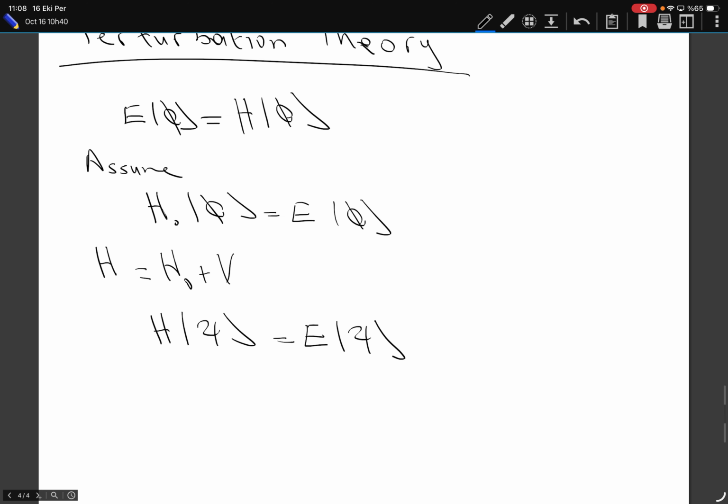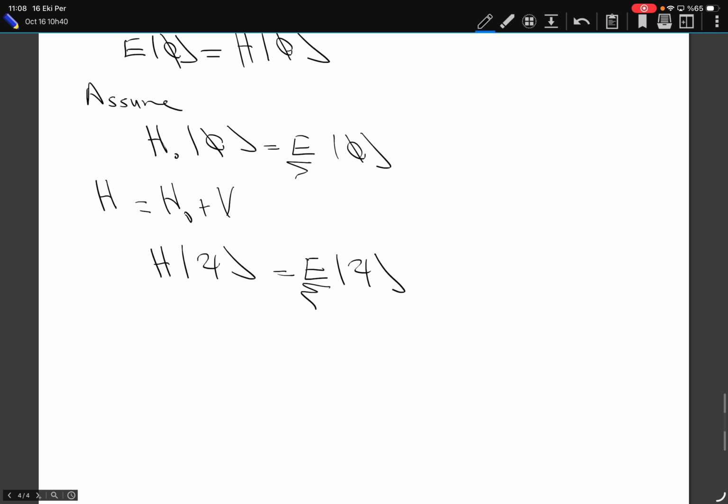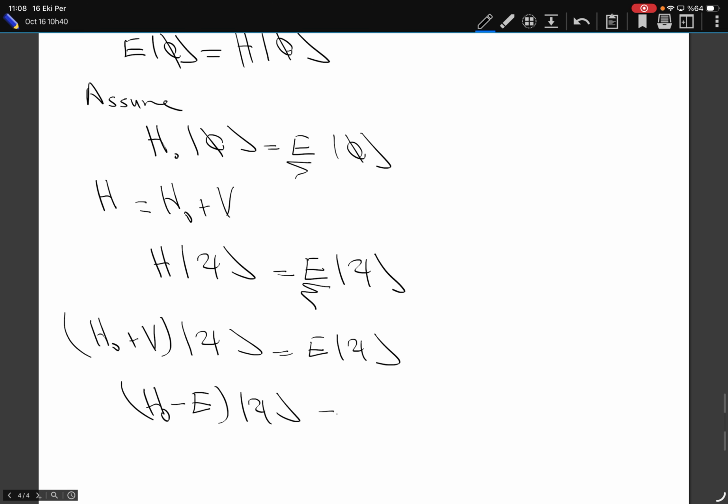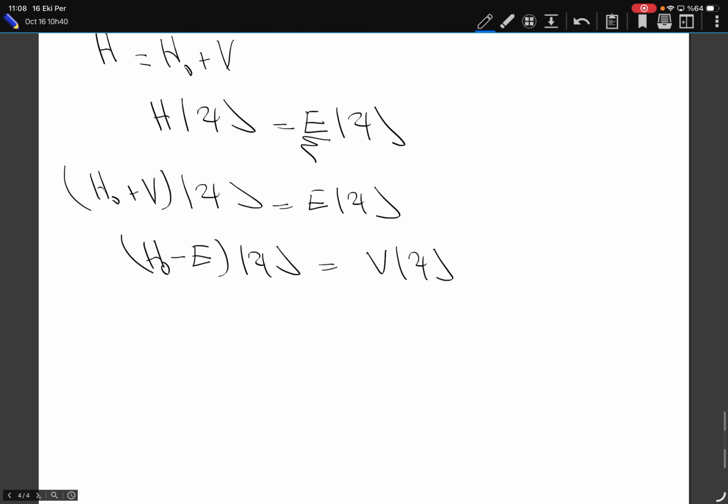Now, I will be interested in particles moving around. So they can, in principle, have any energy. The energy levels will be continuous. So I might still look for solutions that have the same energy. Well, what I can do is this: H0 plus V, psi, is equal to E times psi. Or H0 minus E, psi, is equal to V times psi. The left-hand side is something I can solve. The right-hand side just complicates my problem.